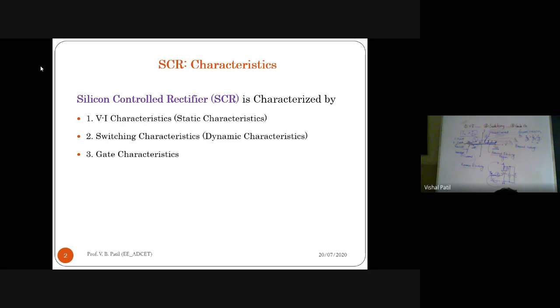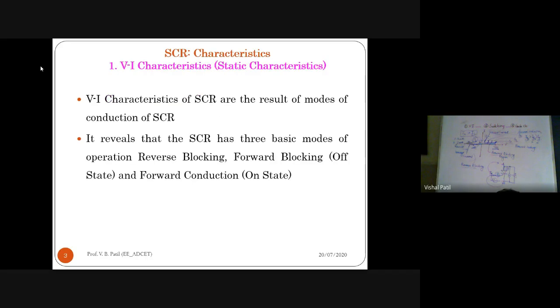And the third type of characteristics are gate characteristics. So the first type of characteristic we have seen today. The second and third will be discussed in the upcoming sessions. So the VI characteristic of SCR is the result of the modes of conduction of SCR.